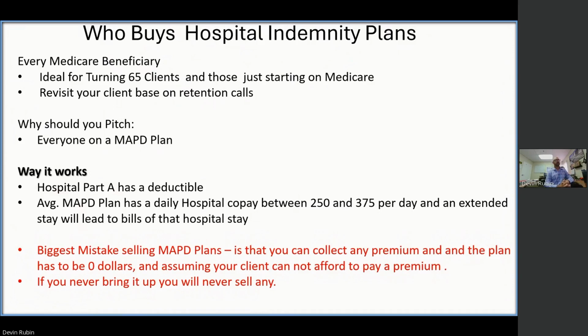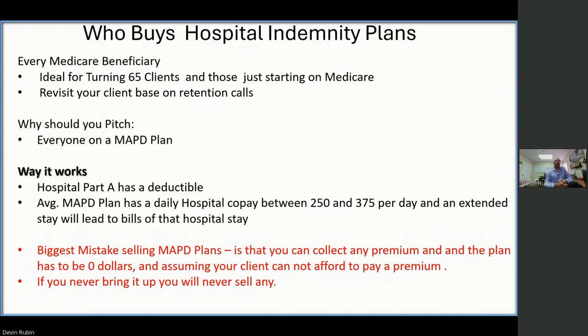So let's talk about the way it works. We know that Medicare Part A has a hospital deductible, and on average, a standard Medicare Advantage plan is going to have a daily hospital copay between $250 and $375 per day. And an extended stay, we know as brokers, is going to lead to bills when that person leaves the hospital.